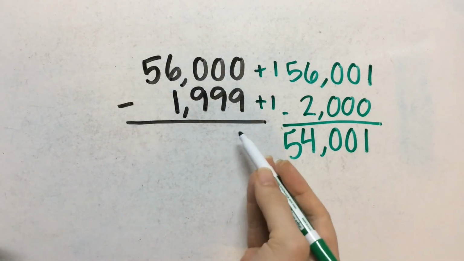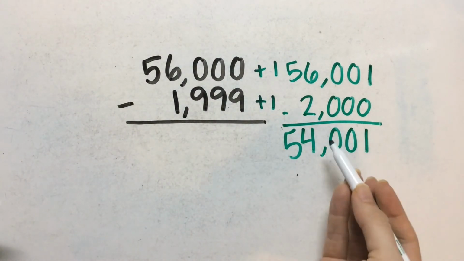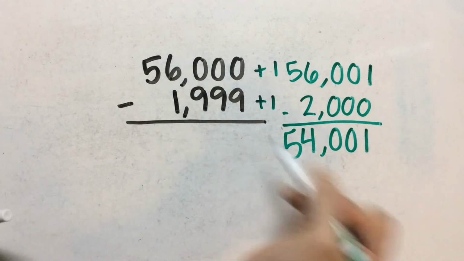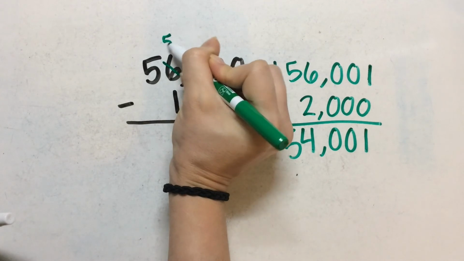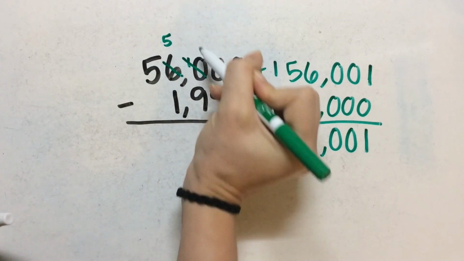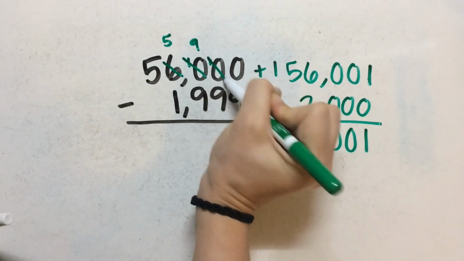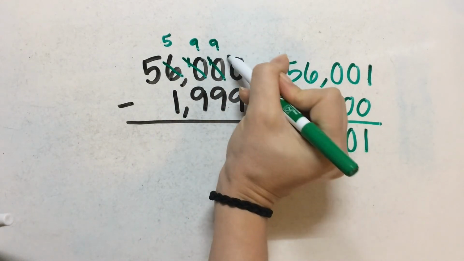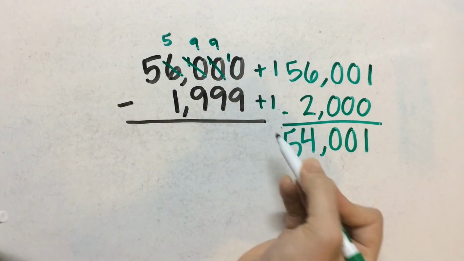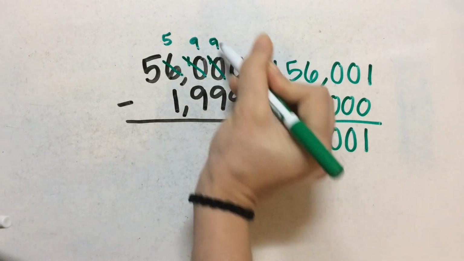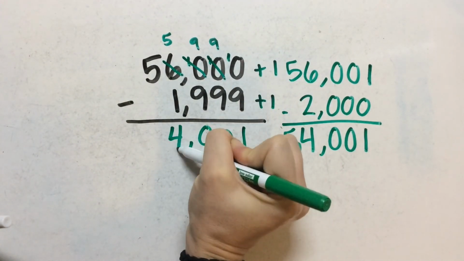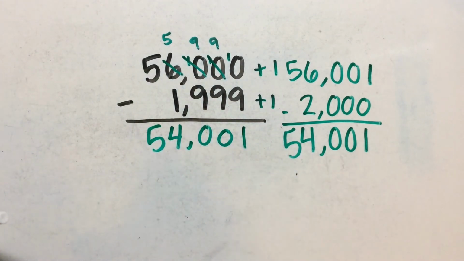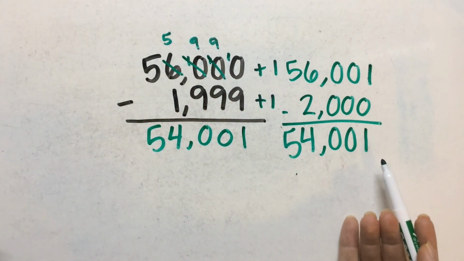Okay, and you'll see here if I did this same problem, I would get the same answer. So if I borrowed from my 6, I would have to change it to a 5. This becomes 10, borrow again, and it's 9. This is 10, borrow again, and it's 9. And then this is 10. 10 minus 9 is 1, 0, 0, 4, and 5. And you can see that it's the same answer.